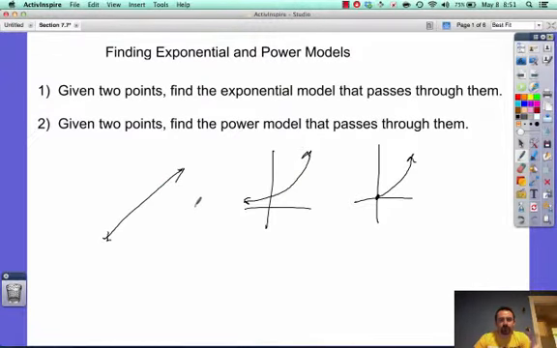Now what's interesting about each one of these models is that in each case, you only need 2 points to find out what kind of line it is. So if I know it's a line and I know 2 points, I can find the equation. If I know it's exponential and I have 2 points, I can find the equation. And if I know it's a power model and I only have 2 points, I can find the equation. So here, given 2 points, if I know that it's an exponential model, let's find the model. And the second part, if I know that it's a power model, find the power model. Okay, let's do it.